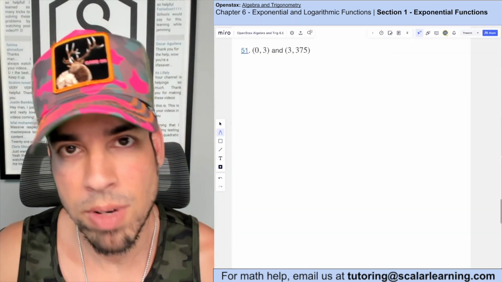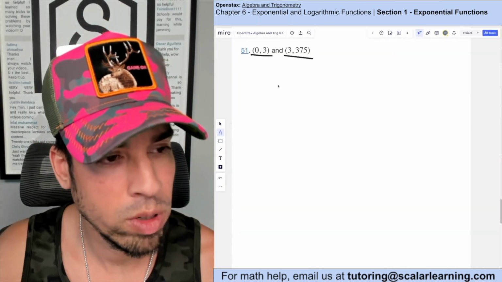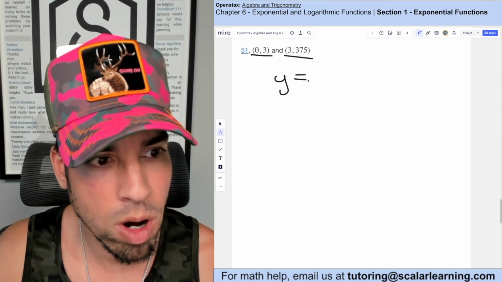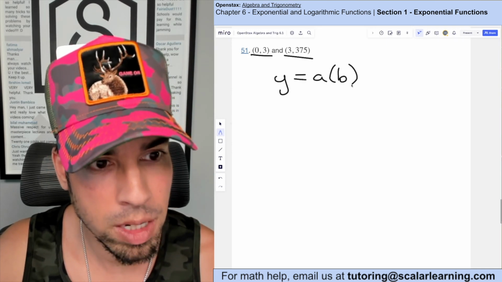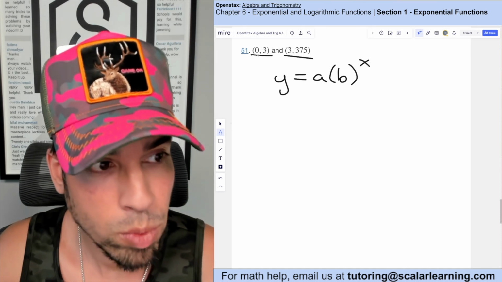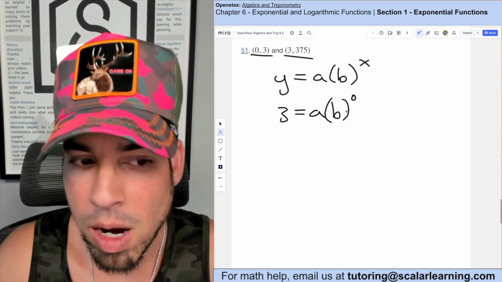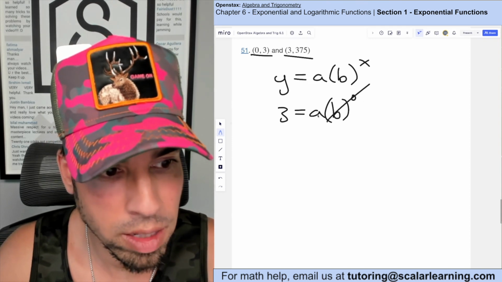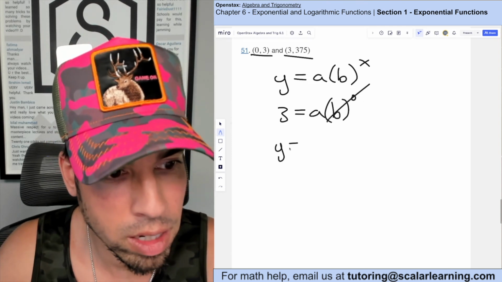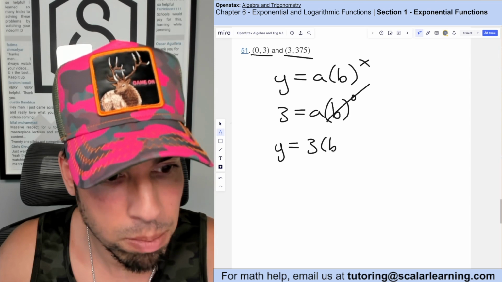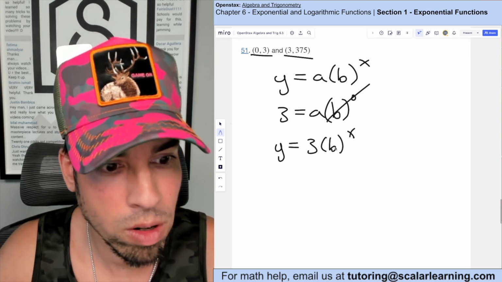So for this one, we're going to find the exponential equation with these 2 points. So I'm going to start with our basic format, y equals a b to the x. Next, I'm going to start with this point. When x equals 0, y equals 3. Anything to the 0th power is 1, so that's just 1, and then a equals 3. So now I have y equals 3 times b to the x, and I'm trying to figure out now what b is.